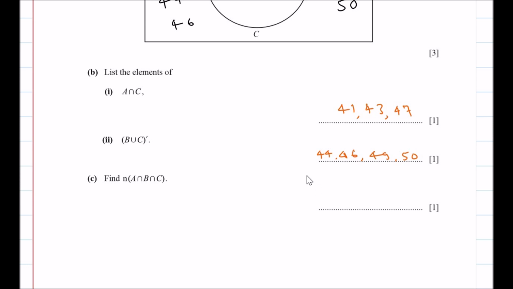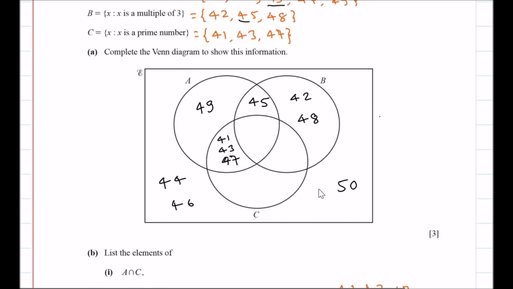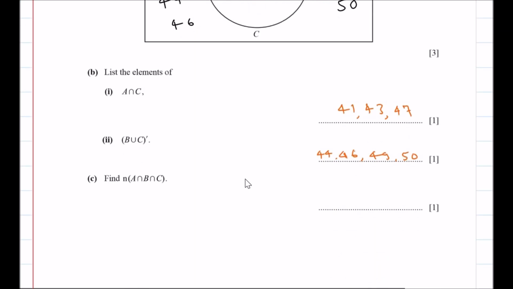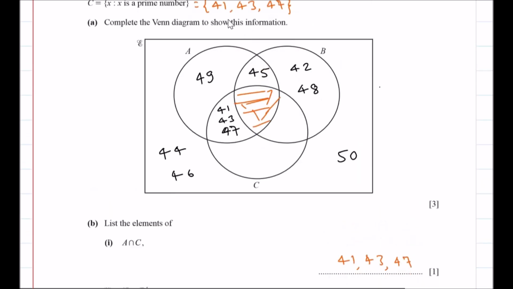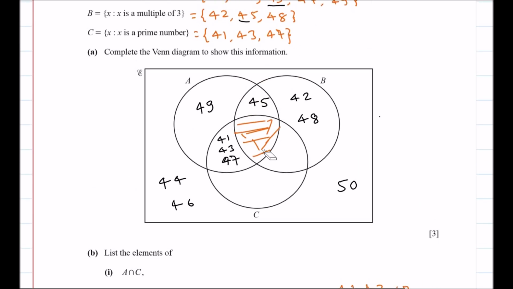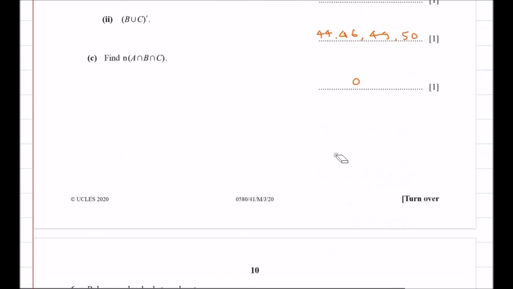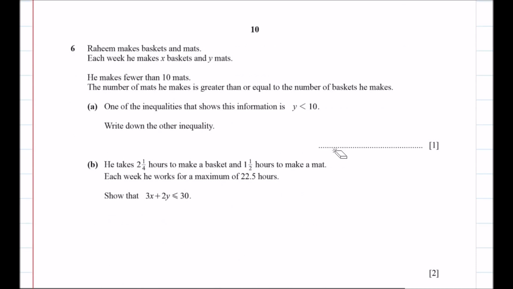Done. Next, find A intersection B intersection C. A intersection B intersection C is this area. Look at this. Is there any element there? No, nothing, no elements there. That means number of elements is 0. We'll put 0 here. Okay. So we are done with this part.